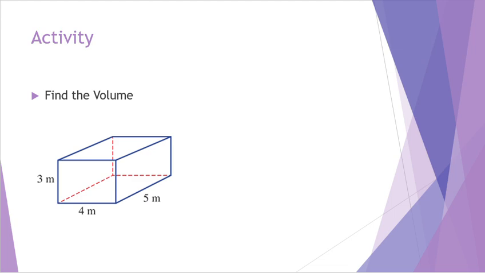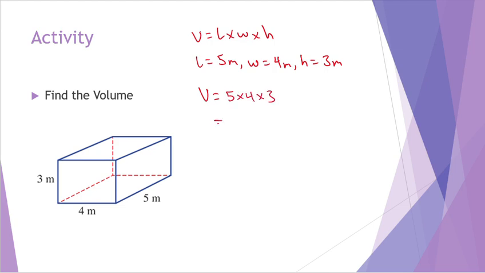We'll just walk through this, but you should be able to do this yourselves. Just remember, start out by writing the formula. Length times width times height. I know my length is going to be 5 meters. My width is going to be 4 meters, and my height is going to be 3 meters. Substitute the numbers in. 5 times 4 times 3, which equals 60 meters cubed. 5 times 4 is 20, and then you just do 20 times 3, which is 60. Or you can just use your calculator. It's perfectly fine, okay?